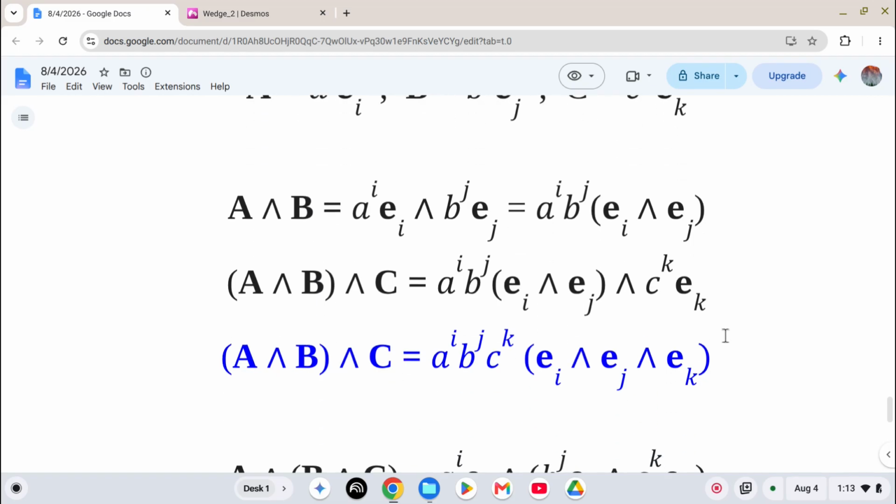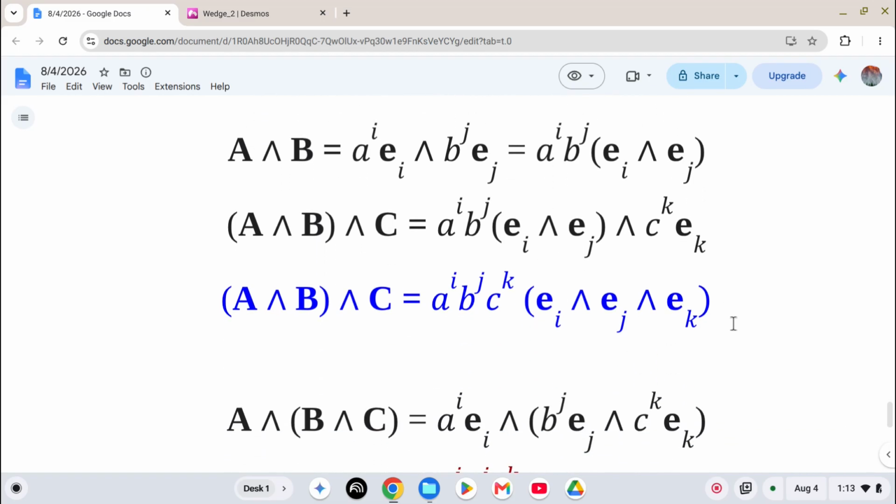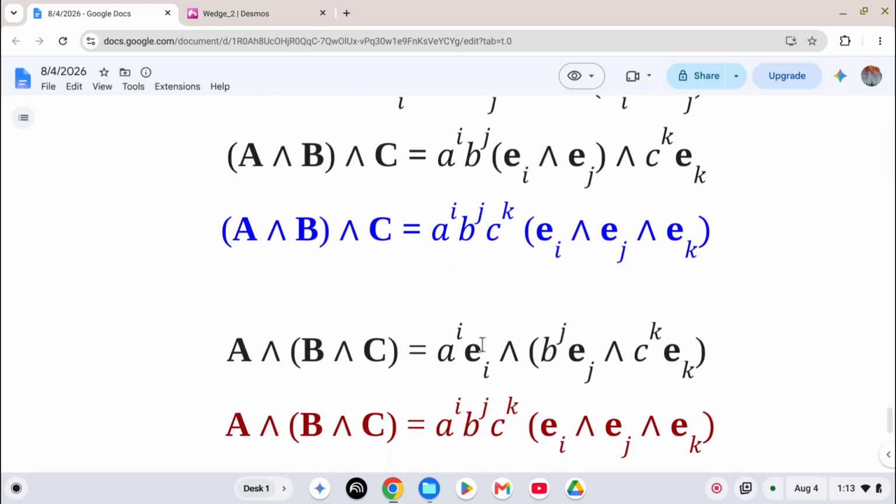Now let's do the other side. So it looks like this. We pull the components out. Here's our wedge. It's exactly the same as that.